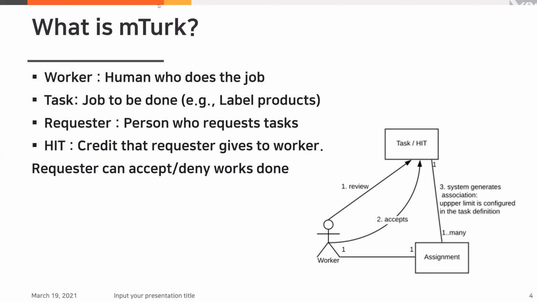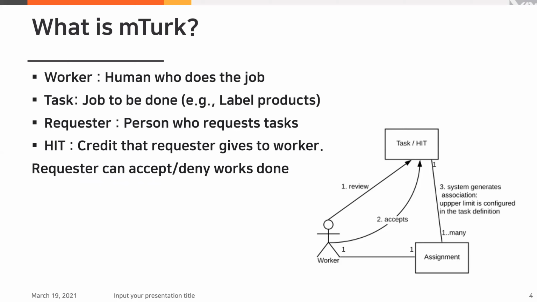So you are very likely to log into mTurk as a requester. So today's tutorial will mainly talk from the requester's perspective. So requester is a person who requests tasks. And last but not least is HIT. So HIT is just a credit that the requester gives to the worker. So although the name is HIT, you can just consider it as money, dollar, and whatever currency you can think of.